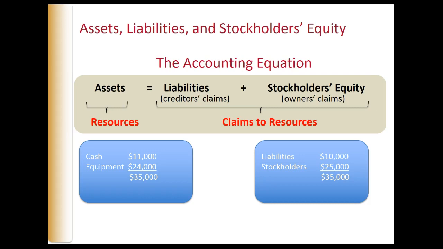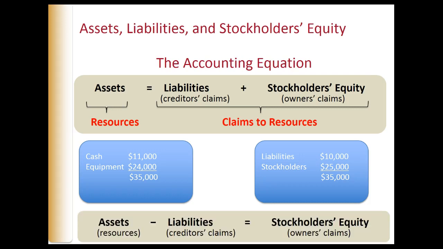So as you see this accounting equation, assets, or as we call them resources, those items that benefit a company and are used for the company's purposes, equal the creditor's claims along with the owner's claims. So you see how we balance. Our resources of $35,000 equal our liabilities to the bank of 10 and our stockholders' equity of 25, totaling $35,000.